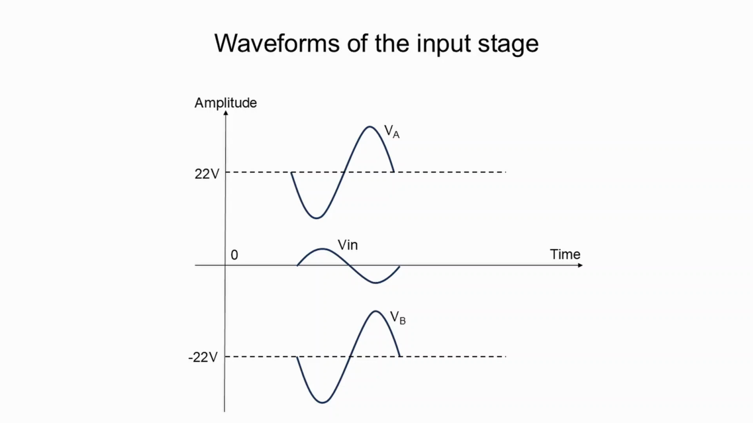Since the input stage and the second stage are directly coupled, these 2 DC potentials are crucial in determining the desired DC quiescent current for the second stage. Also note that the 2 outputs are in phase, and fluctuating at positive 22 volts and negative 22 volts, respectively. However, the 2 outputs are 180 degrees out of phase with respect to the input waveform.